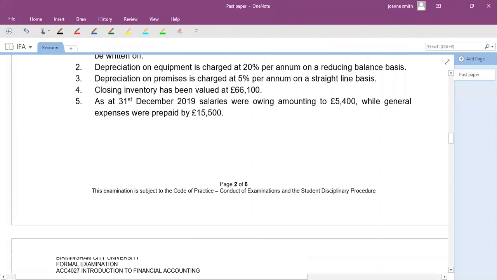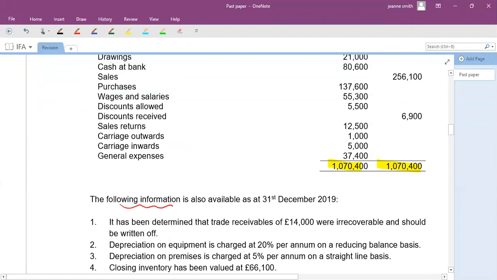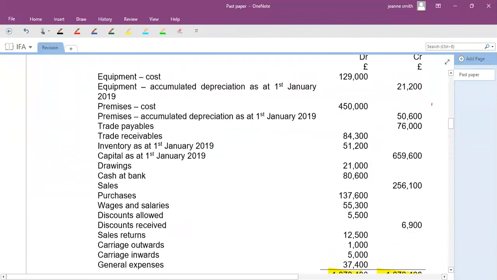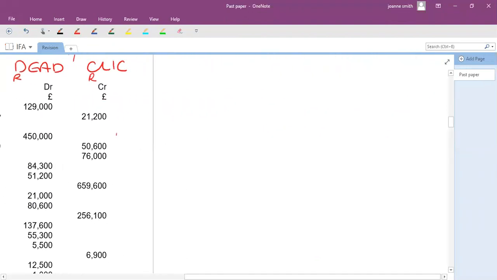If we look at the requirements, it's a normal situation: prepare a profit and loss for the year end and then a statement of financial position as at the 31st of December. It's pretty much even marks for both of these, so that gives you your 50 marks. The first thing I'd expect you to do in your exam is to set up your pro formas.